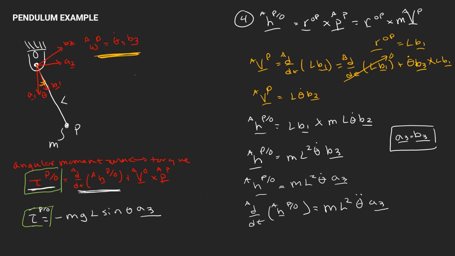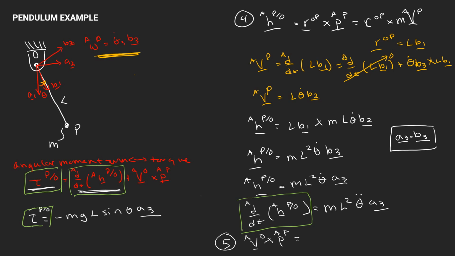So now we have this term here. And so we only have one more term to calculate, and actually we don't even need to clear the screen for this. I'll just write it out here. And we have the velocity of point O in frame A crossed with the linear momentum of point P in frame A.